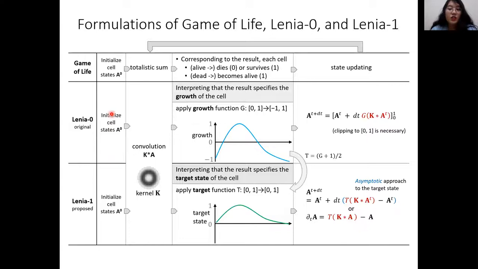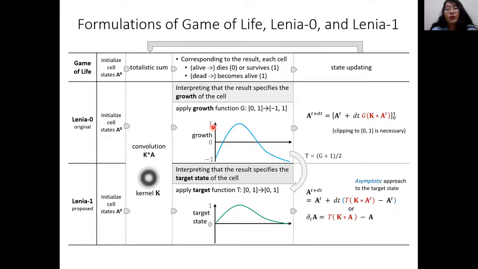First, in GOL, after initialization of cell state, totalistic sum is calculated at each cell, and corresponding to the result, each cell state changes. Then the states of cells are updated. This process is repeated again and again. In Lenia 0 and 1, totalistic sum in GOL is generalized as convolution using kernel K. And also the survival and birth rule in GOL is generalized.